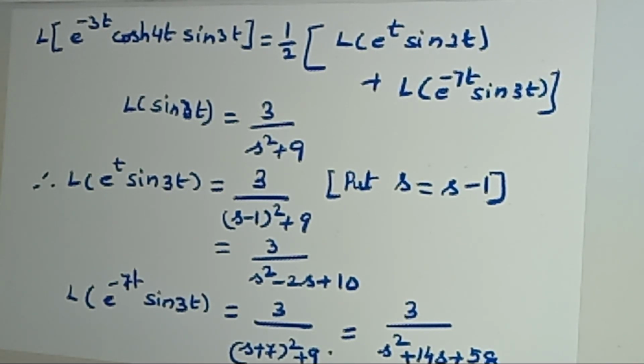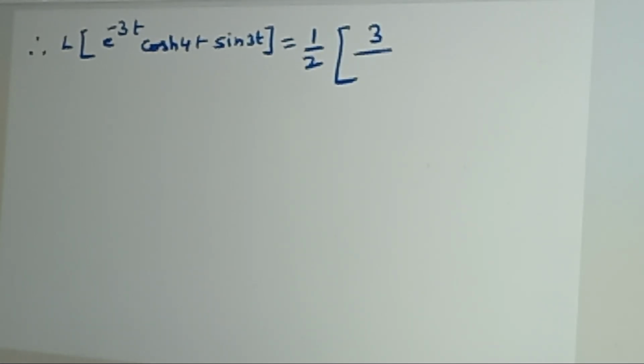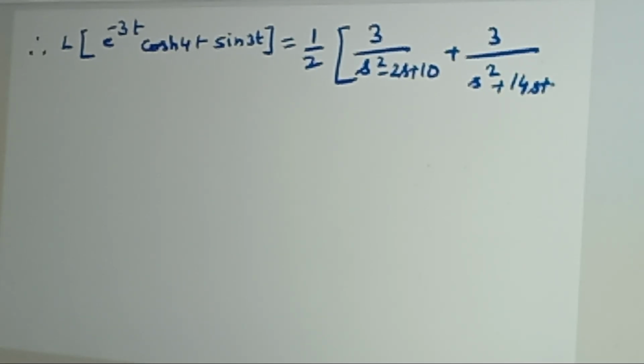So let us write the final answer. Okay. So one second students. Let me just take one more new slide and write the final answer. Okay. So therefore, you will be writing the final answer as Laplace transform of e raised to minus 3t into cosh 4t into sin 3t. This is equal to what? 1 by 2 into 3 by s square minus 2s plus 10, then you have plus 3 upon s square plus 14s plus 58.